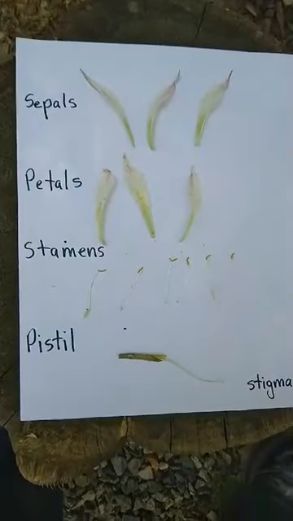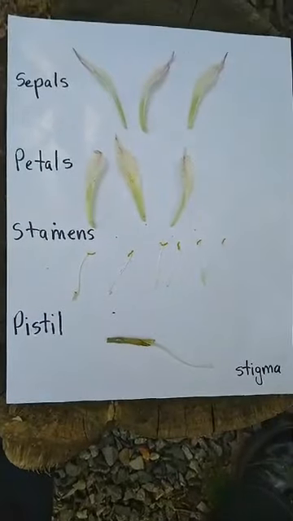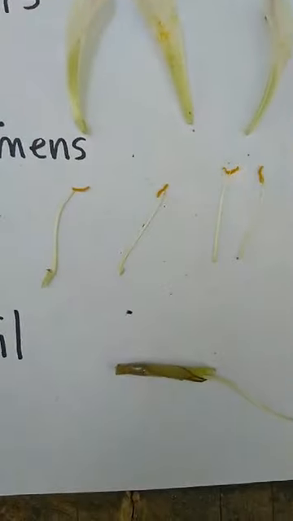Then you see the stamens, which is the male reproductive part, along with pollen-bearing anthers.